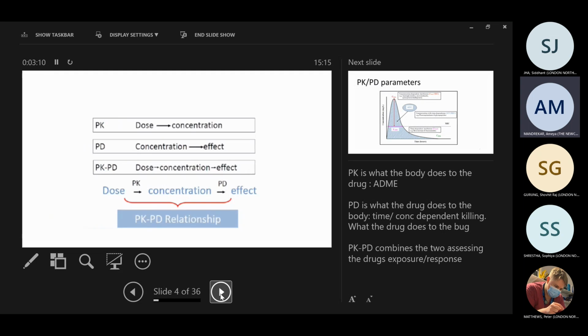We're going to be talking about pharmacokinetics, which is what the body does to the drug: absorption, distribution, metabolism, and elimination. And pharmacodynamics is what the drug does to the body.